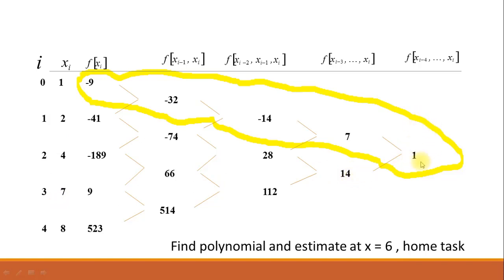Now how to construct the fourth order differences? Subtract 7 from 14 and skip 3 numbers in this column. Skip 2, 4 and 7 and then subtract 1 from 8 and divide the difference of 7 and 14 by the difference of 1 and 8, we get 1. Dear students, this is the divided differences table, and you find the polynomial and estimate the polynomial at x is equal to 6, and this is the home task for you.